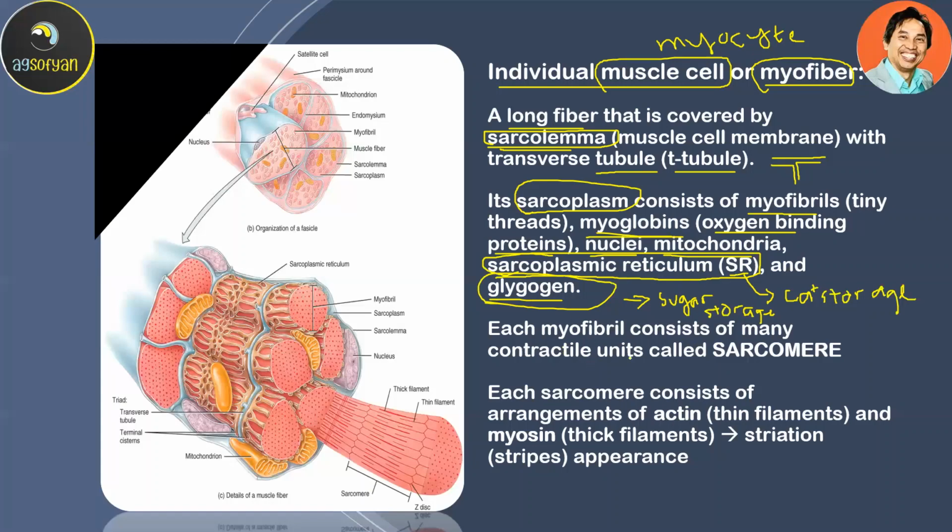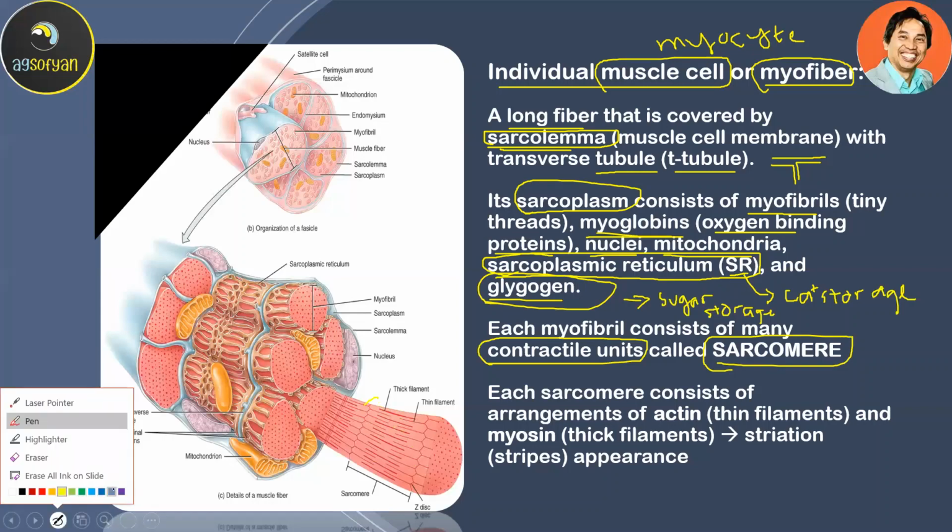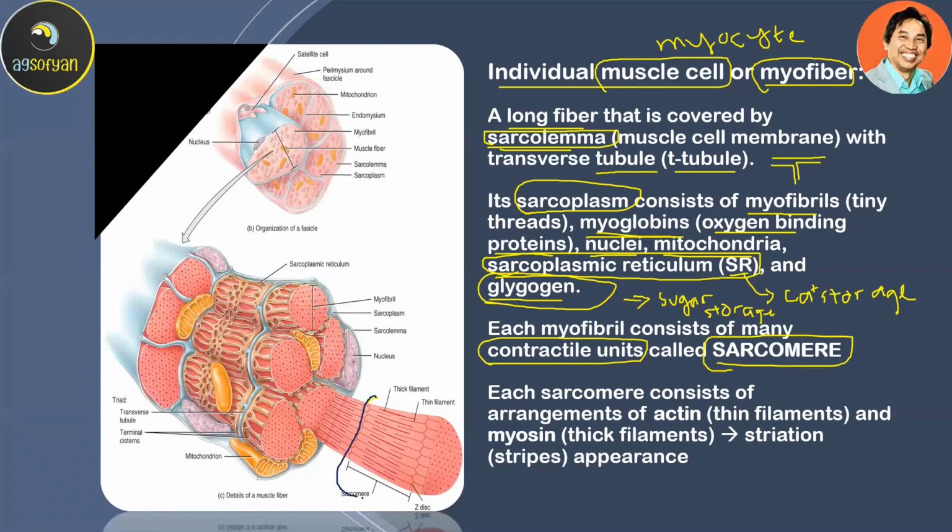Each myofibril consists of many contractile units. This is really important. The unit of contraction of muscle tissue or muscle cell is called the sarcomere. So this is the unit that really performs contraction. There are millions of sarcomeres in one muscle cell. So when these millions of sarcomeres contract together, then the whole muscle cell will be contracted. So this is sarcomere over here. This is one sarcomere over here. It is bordered by a Z-like structure. It's called the Z-disc. So this is one sarcomere.